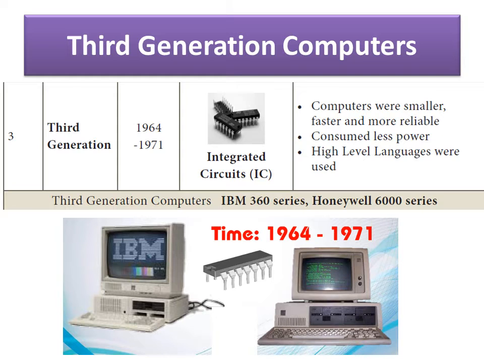The third generation computers used integrated circuits or ICs, and it was from 1964 to 1971. Examples for the third generation computers are IBM 360 series and Honeywell 6000 series. As they were using integrated circuits, the computers became smaller, faster and more reliable, consumed less power, and high-level languages were used.